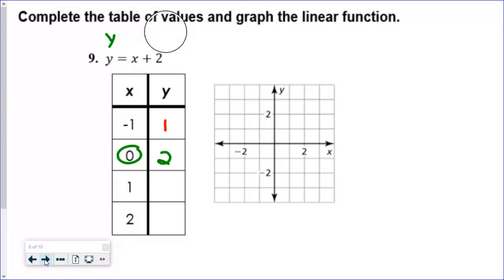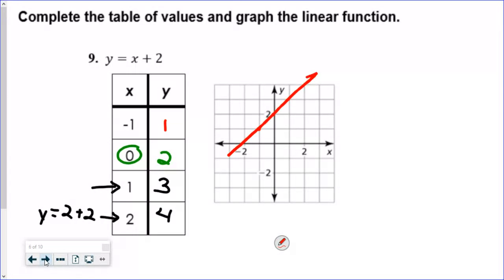So you kind of see how I'm doing that? Okay, now I'm just going to keep going. When x equals 1, and I put it up at the top, I get a 3. And when x equals 2, up at the top, y equals 2 plus 2, which is 4. And then I plot the points. And this is slope-intercept form, so it should be in a line. So -1, 1 is here. 0, 2, 1, 3, 2, 4. And if it's not in a straight line, you did something wrong.